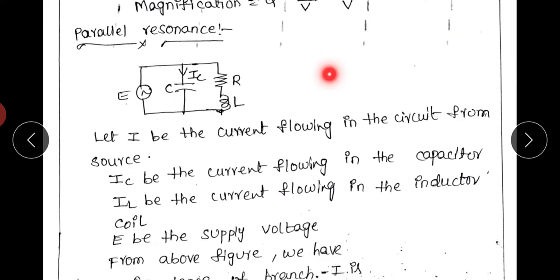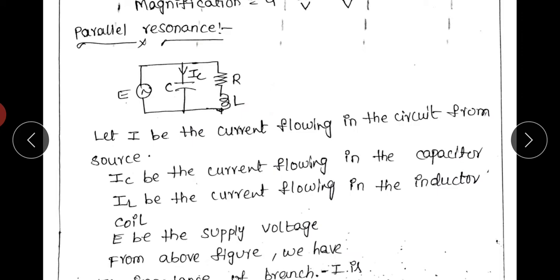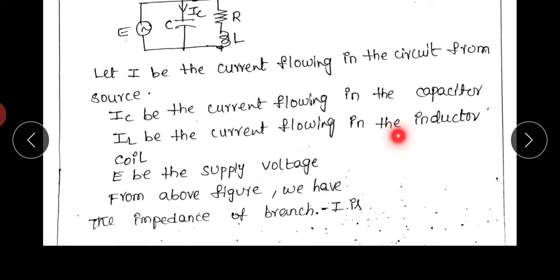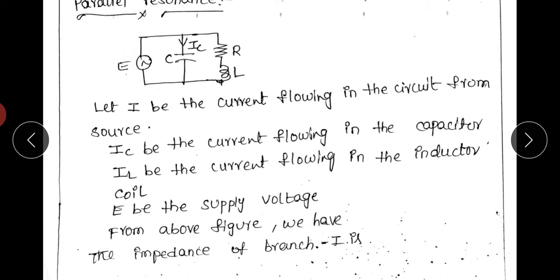This is a parallel RLC circuit. Here I is the current flowing in the circuit, the input current, IC is the capacitor current, and IL is the inductor current. So this branch current is IC and this branch current equals IL, and capital E is the applied voltage. From the above circuit, we have the impedance of each branch. Here two branches are there, this is the first branch and this is the second branch.